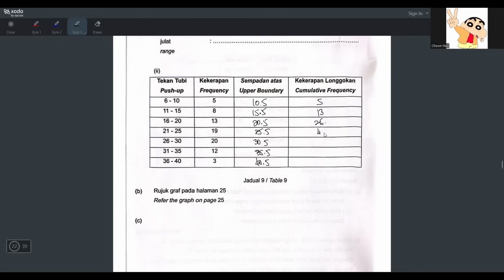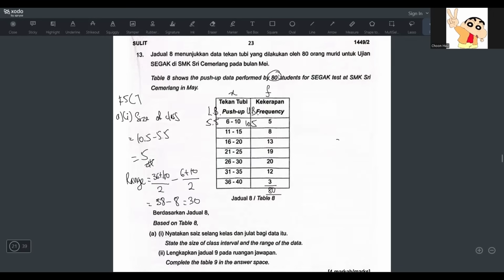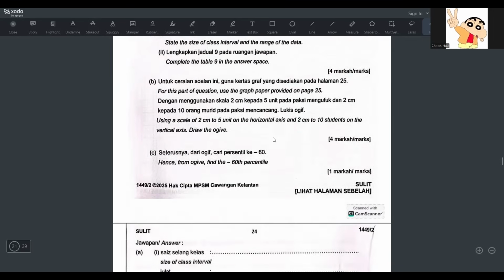45. And then 45 plus 20, 65 plus 12, 77, and then plus 3 you get 80. Okay, and 80 is the total frequency because they mentioned it in the question earlier, here, right? Okay, so now I'm done with this, completing the table.